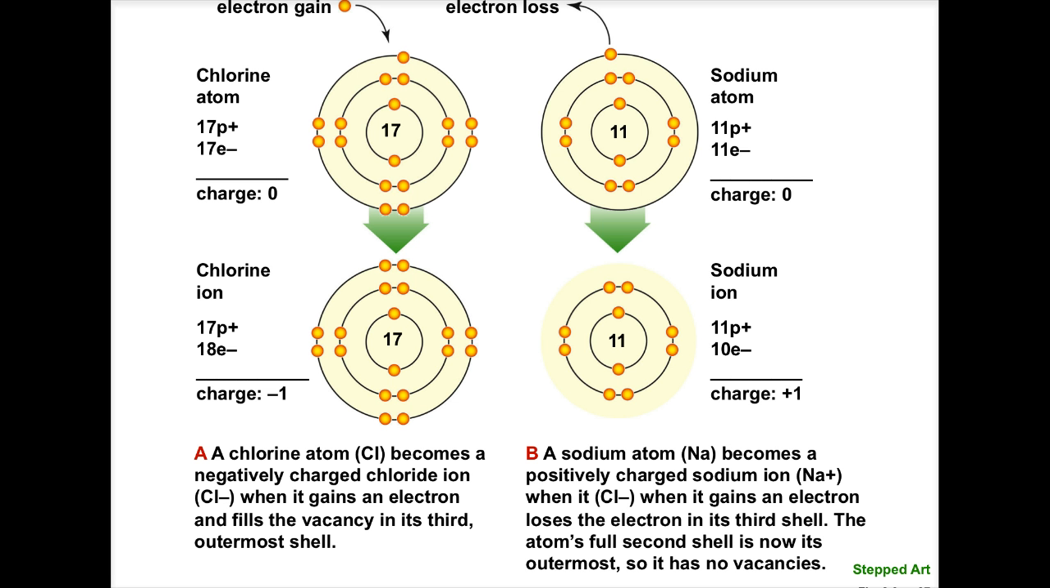So now we have our sodium ion of 1 plus charge, our chlorine ion of 1 negative charge. They can be held together through what's called an ionic bond. And an ionic bond is where you have a transfer of electrons. So that electron that sodium lost was gained by chlorine.